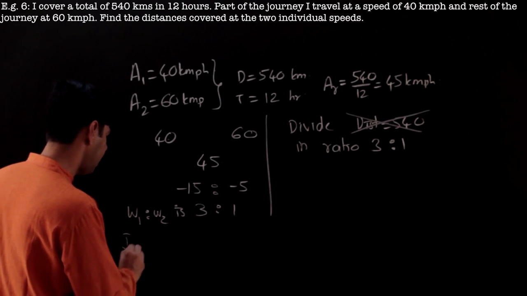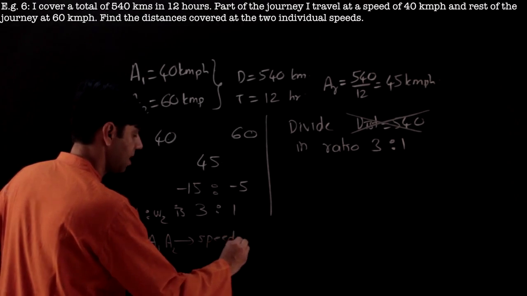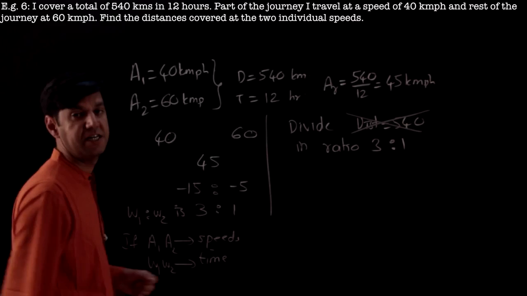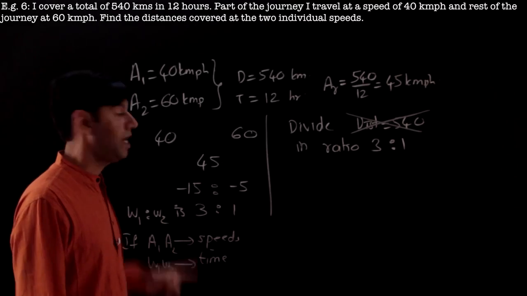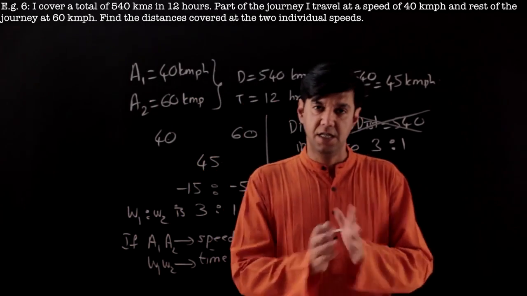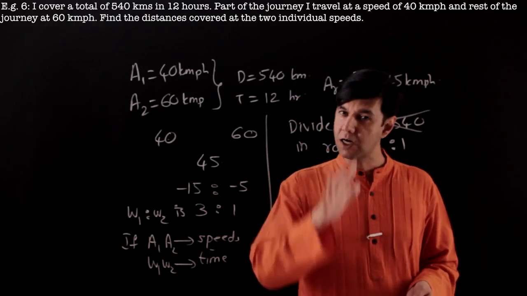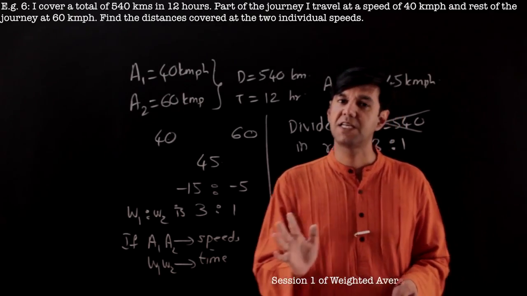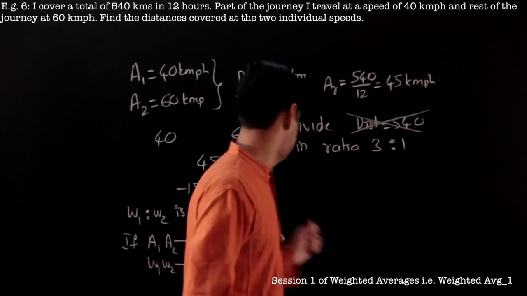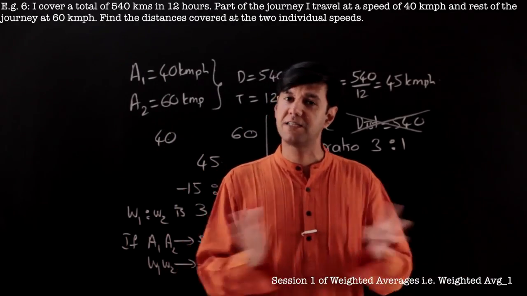So remember, if A1 and A2 represent speeds, then weight 1 and weight 2 represent time and not distance. This understanding can never be achieved by alligation. To understand this, we need to go back to the format of weighted average. And if this is not clear, that means I have not done session 1 thoroughly well. So go back to the last 5-6 minutes of session 1, where I've explained why it is time and why it is not distance, right? If you are using alligation, you should have a thorough knowledge of what the weights refer to.